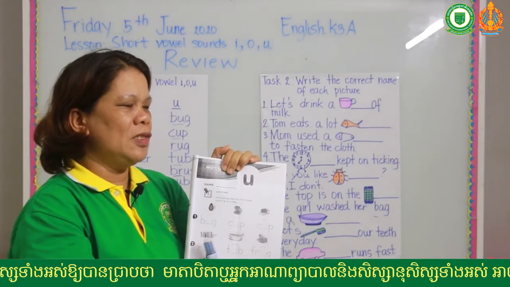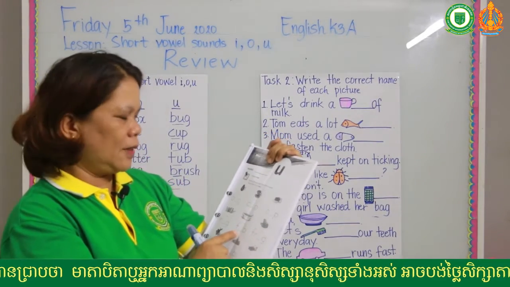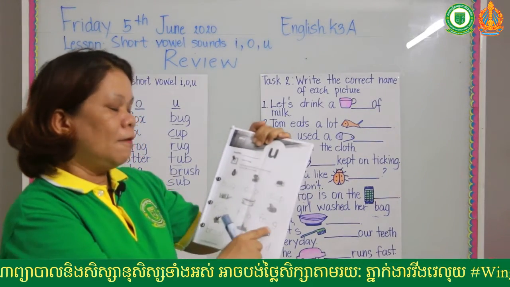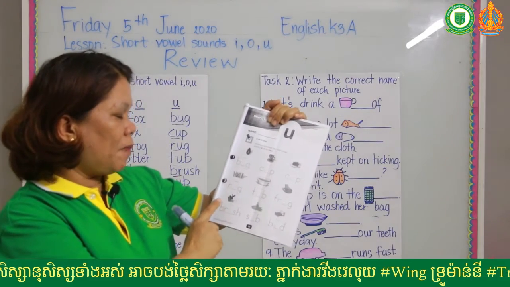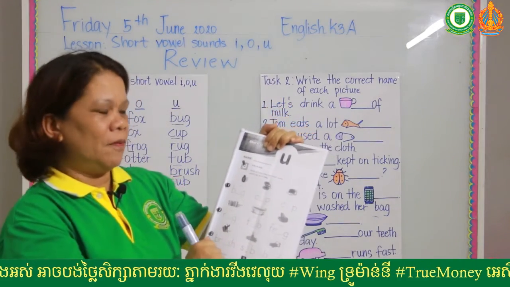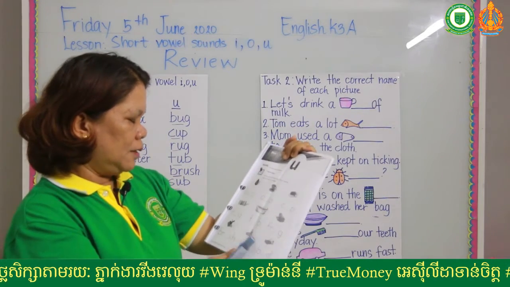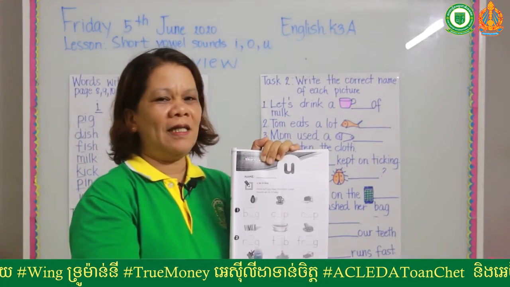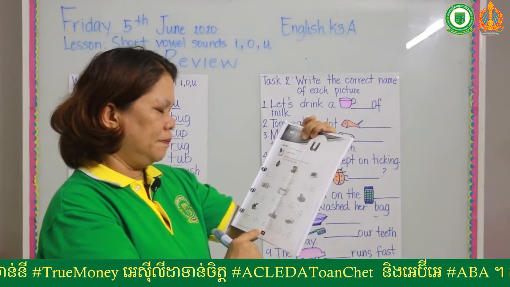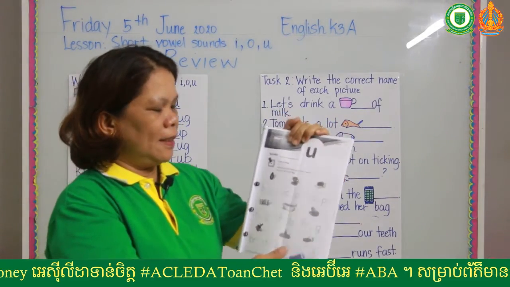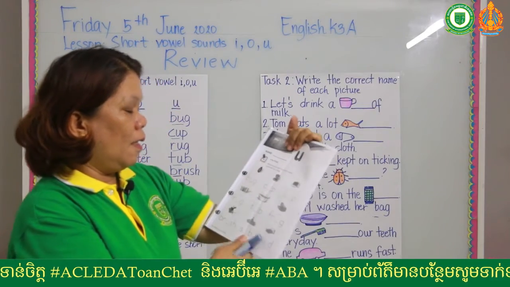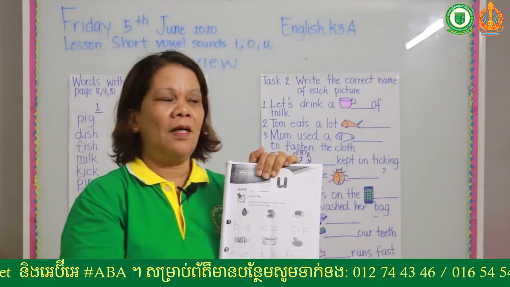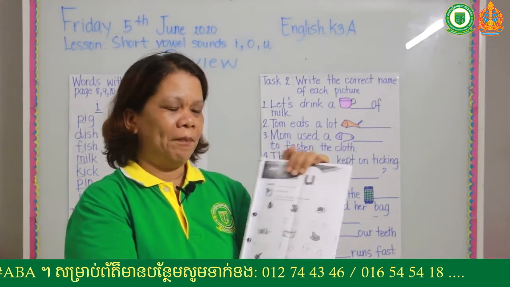Tub. A tub you can use to wash your clothes, or especially the babies, they can also take a bath in a tub. Frog. Brush. This is a paint brush. You also have a brush that you use to brush your teeth. This is sub. This sub you can find under the water. Okay, sub. Bed. So here is a mixed word with E and A. So try to identify the sound with the short vowel sound A.